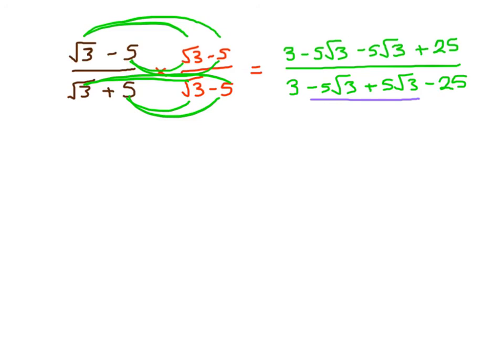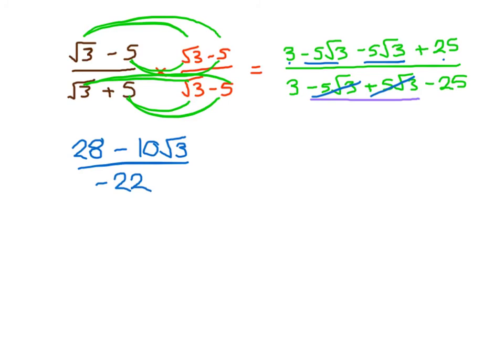So we just need to tidy the top up. I've got 3 and 25 on the top, so that's 28. Then I've got minus 5 root 3, minus 5 root 3, so I've got 28 minus 10 lots of the square root of 3. And on the bottom, remember those middle terms will disappear, and I've got 3 take away 25. 3 take away 25 is minus 22.